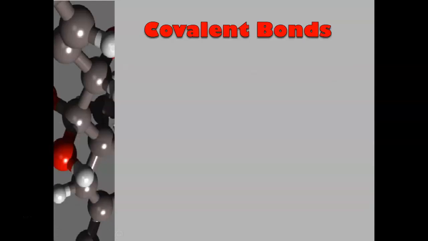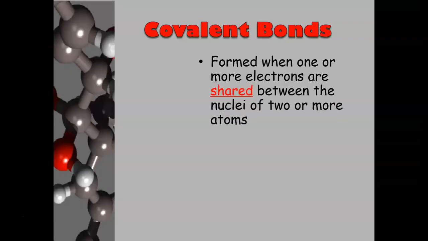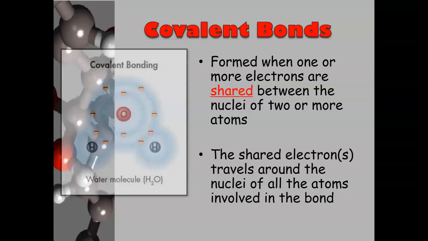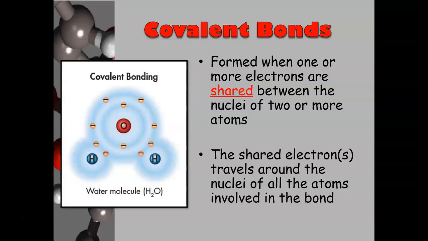Alright, ladies and gents, welcome back. We're going to pick up with covalent bonds today. Last time we were talking about ionic bonds, where atoms are attempting to fill their valence shell by either accepting or giving away electrons. Covalent bonds, on the other hand, occur when 1 or more electrons get shared between atoms.